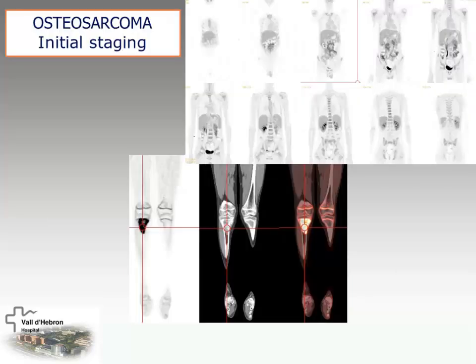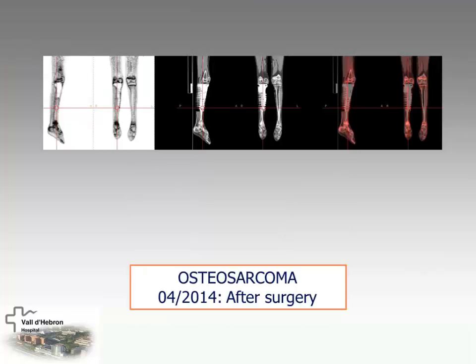This other case is the opposite. It's also an osteosarcoma, in this case of the proximal submetaphyseal area of the right tibia. And in this case, we performed a PET with FDG, and the diagnostic extension is completely negative, and it is just a local tumor. Okay.